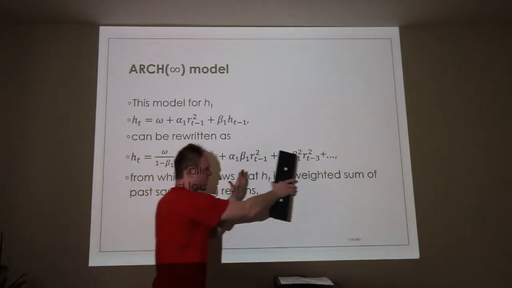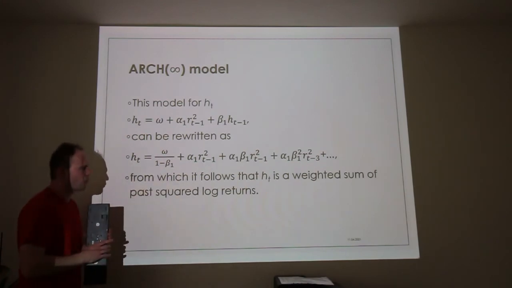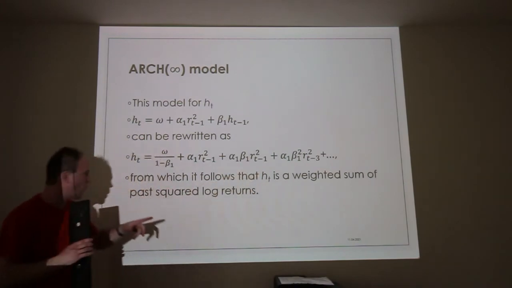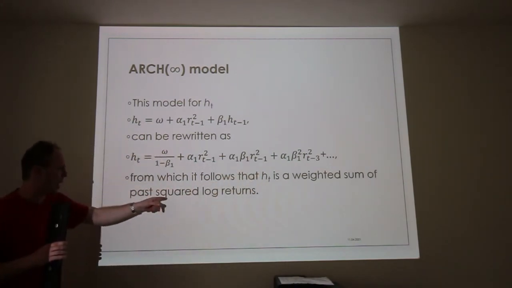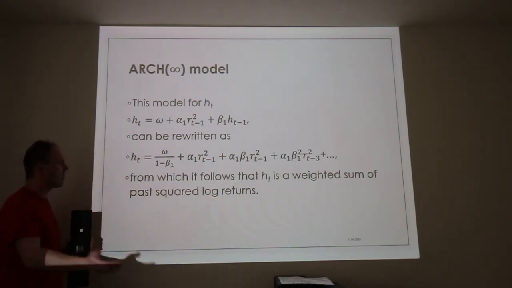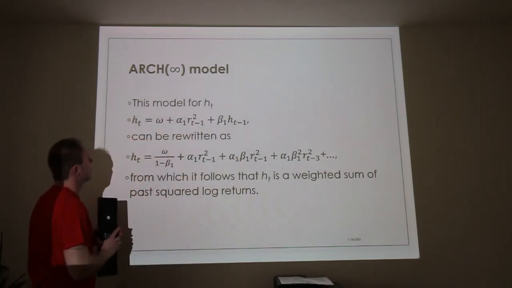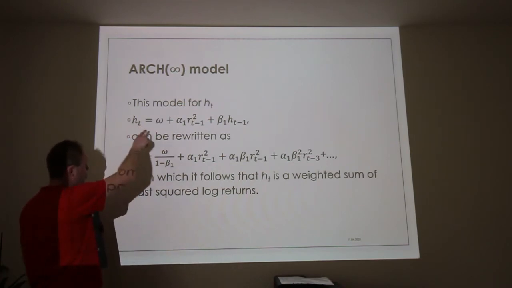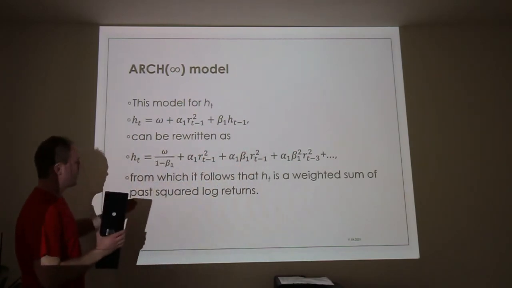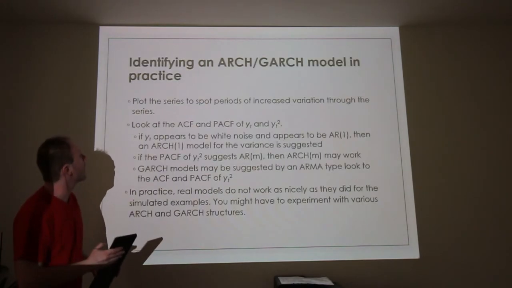This series can continue, from which it follows that HT is a weighted sum of past squared log returns. So this is the situation for HT, the conditional variance, which can be rewritten to this formula, and we are speaking about our infinity model.